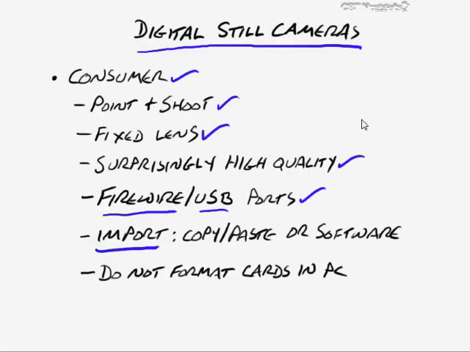Alternatively, your camera may come with some kind of software that as soon as you insert the card or attach the camera via USB or FireWire cable, it'll automatically detect the presence of those images and then offer to import them for you into an appropriate folder or directory of your choosing. So once again, you can just manually copy and paste, or you can use whatever software came with your camera. They both do fine. One thing to keep in mind is do not format your cards directly in the PC.